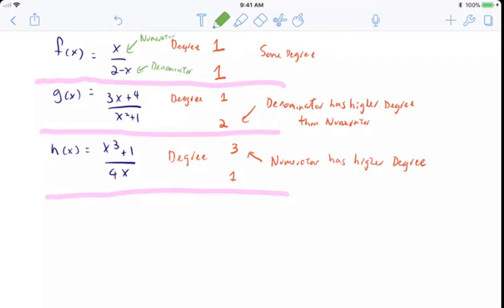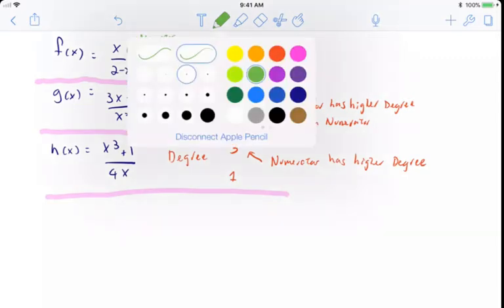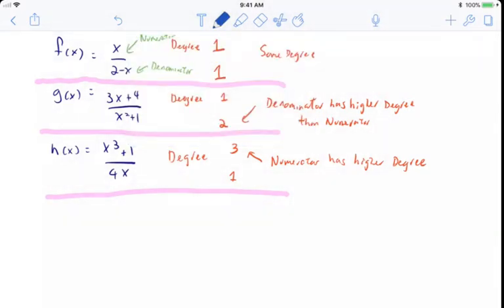All right, that said, we evaluate rational expressions in exactly the same way as we evaluate polynomials. And by evaluate, I mean you choose a value for x, and then you plug it into the equation. So for instance, f of 3 can be calculated, g of 2 can be calculated, and h of 4 can be calculated. Let's talk about how to do that.